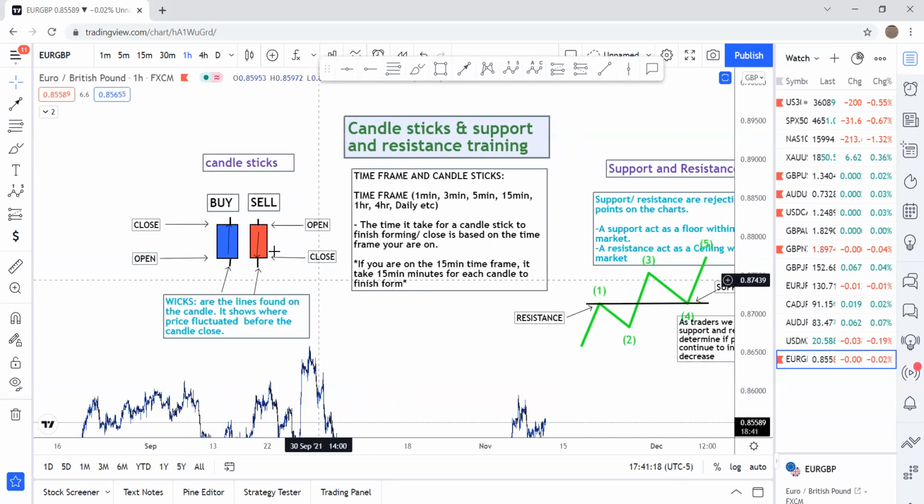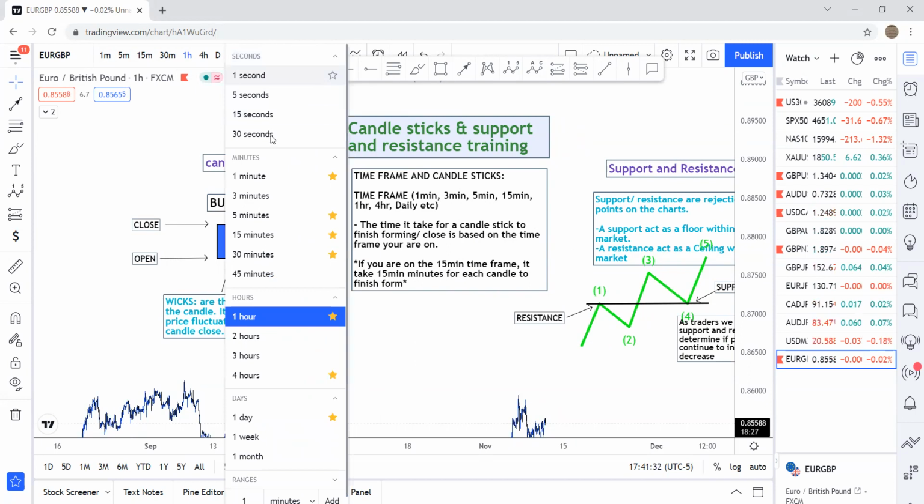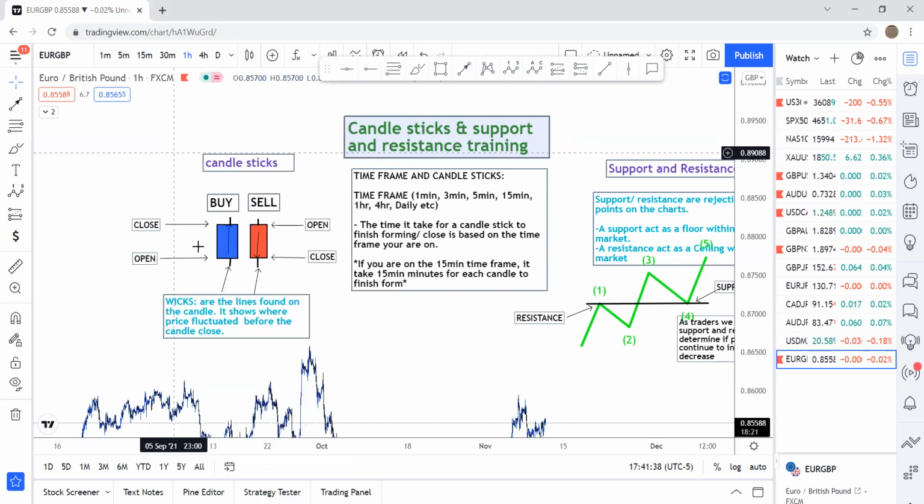Now, the time period for the candle: when we look at the time frame and candlesticks, as you may notice up here, we have 1 minute time frame, 5 minute, 15, 30, 1 hour, 4 hour, and daily. And we also have more time frames. We have seconds, we have 3 minute, 45 minutes, 2 hours, 3 hours, 4, and so on.